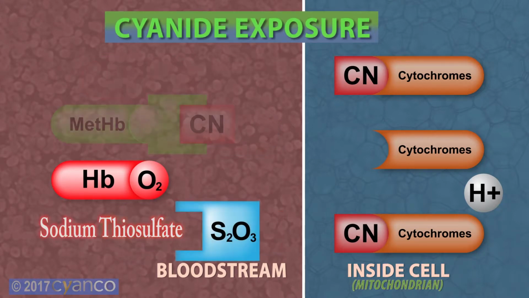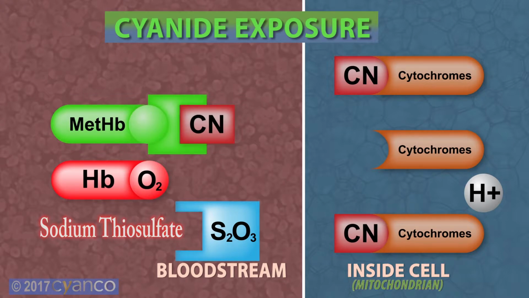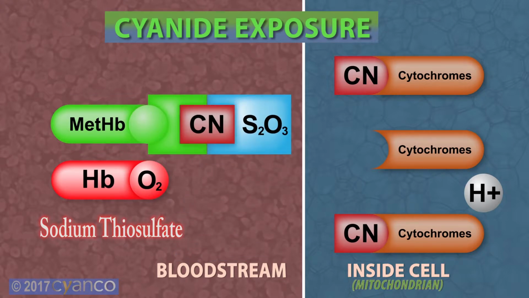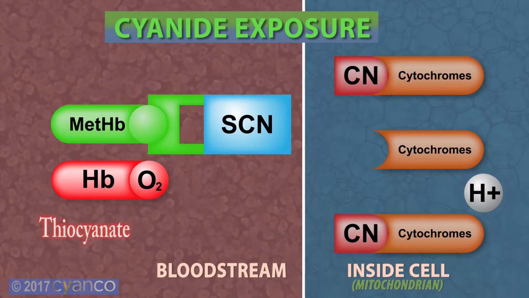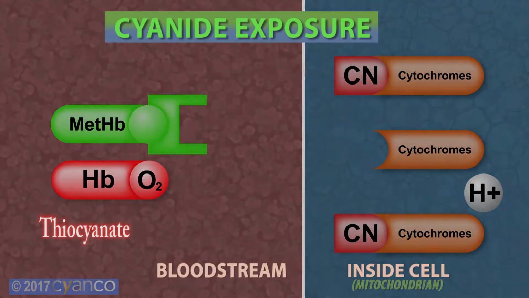Sodium thiosulfate provides additional cyanide detoxification, but does not act directly with the cytochromes. Instead, it works in concert with the enzyme rhodanese to promote conversion of cyanide to thiocyanate, which is much less toxic than cyanide and is naturally eliminated in the urine.